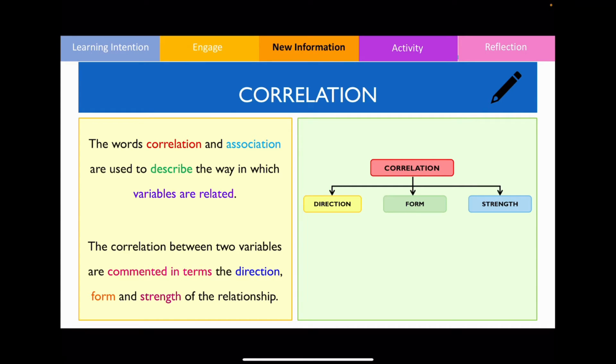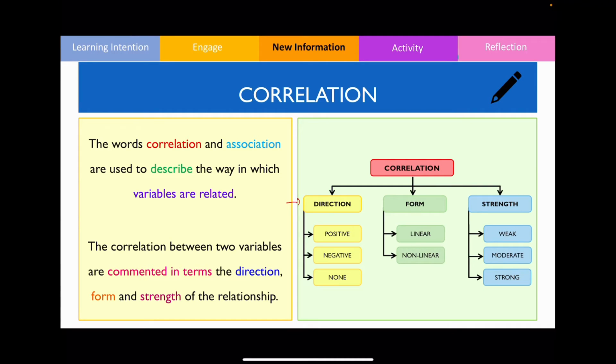I would highly recommend that you copy down the flowchart on the right hand side, as this is a good summary and will help you remember how you should be writing your responses when you're asked to comment on the correlation. I want to talk about this in a bit more detail in the future slides, but when you're asked to comment on the direction, you're going to be saying whether it is positive, negative, or has no correlation whatsoever. When you're addressing the form of the correlation, you're talking about whether it's linear or non-linear. And lastly, for the strength, you're identifying whether it's a weak, moderate, or a strong relationship.